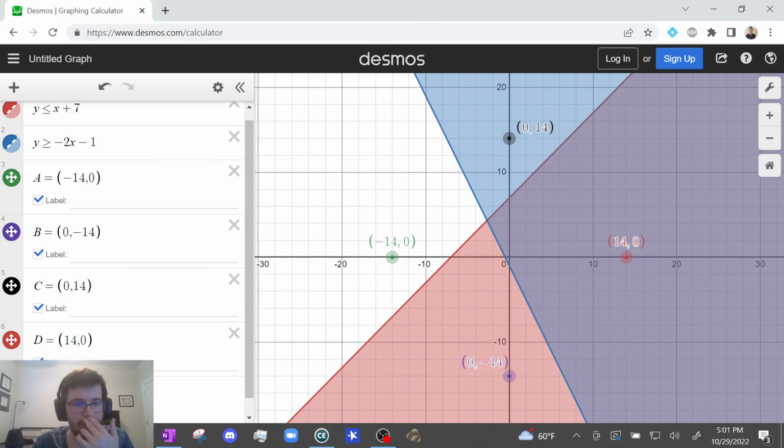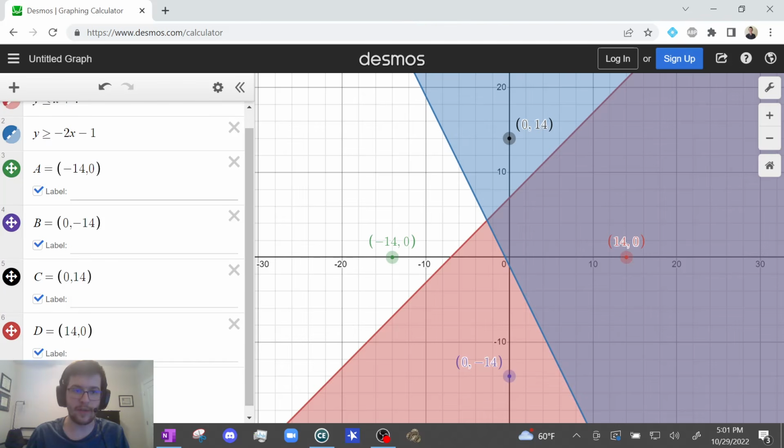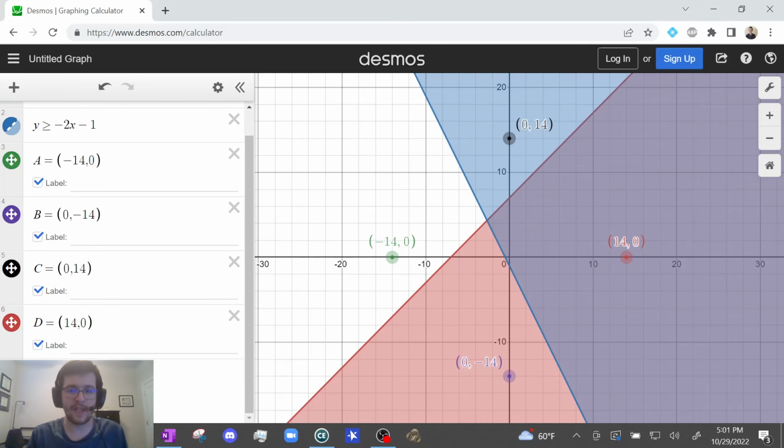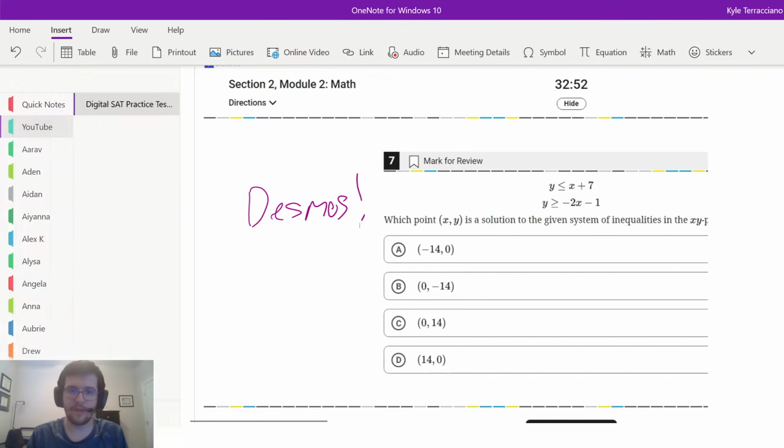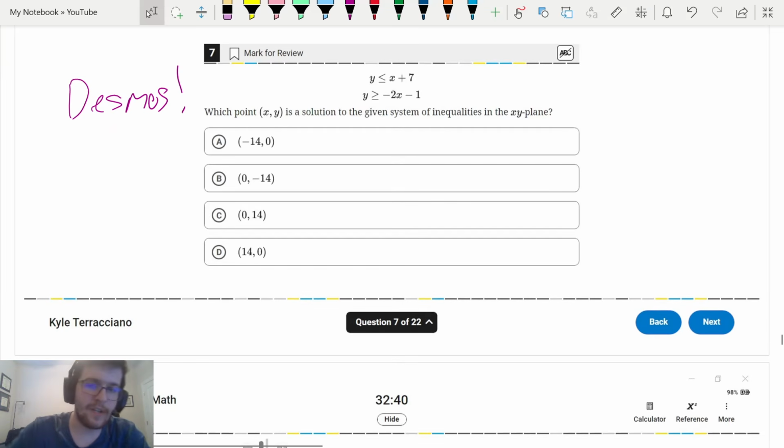Okay, so see how the only one that is in the shaded solution set for both inequalities is D, 14 comma 0. So that's the answer. That's what I would do. I would just really quickly type that all in, and then you probably get the answer in like 45 seconds if you can type fast enough. Great. So the answer is 14 comma 0. I'm not going to plug all these in manually. I really don't want to do that.